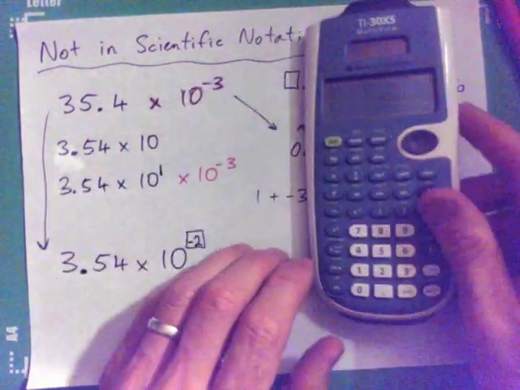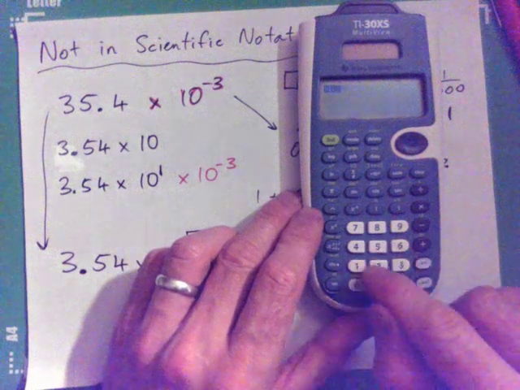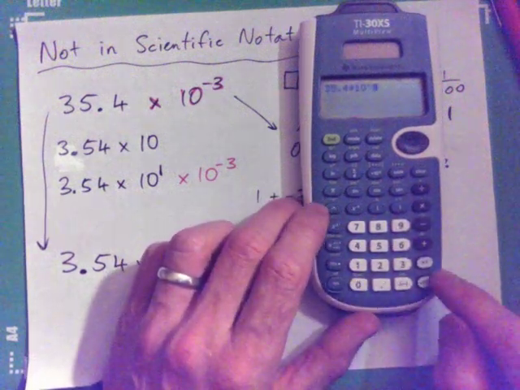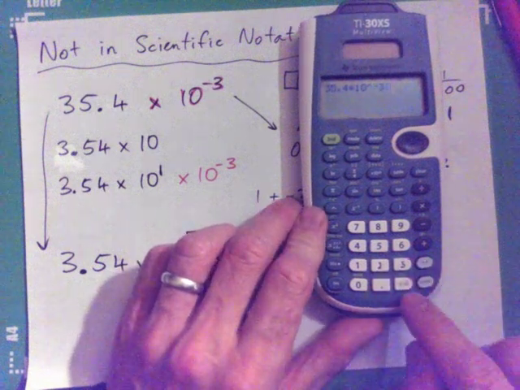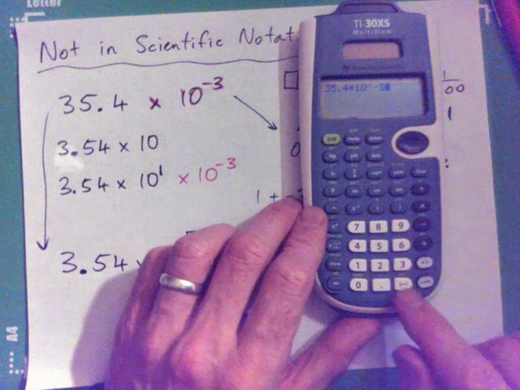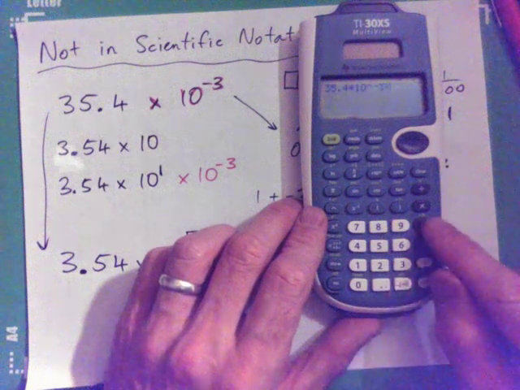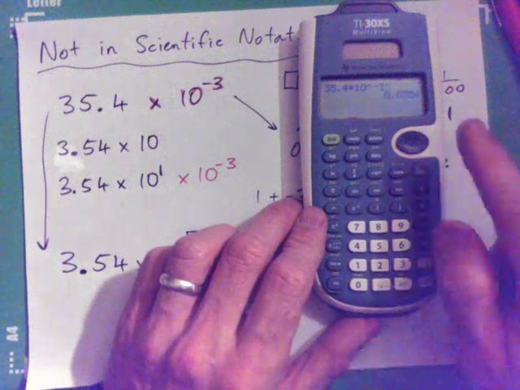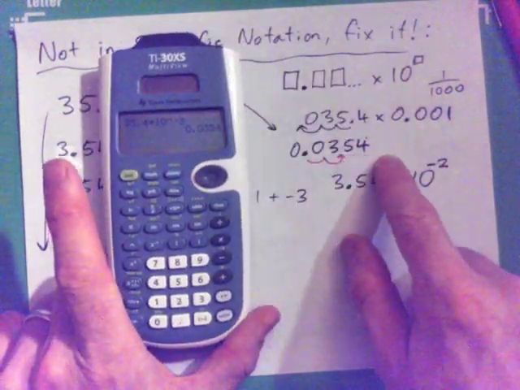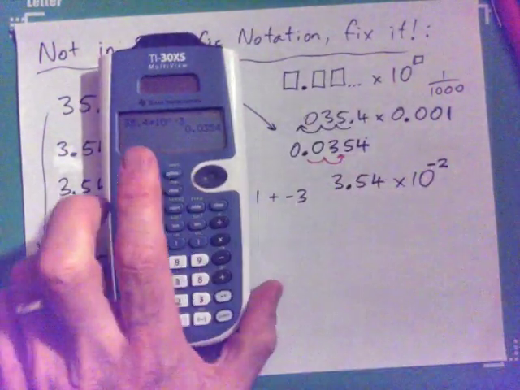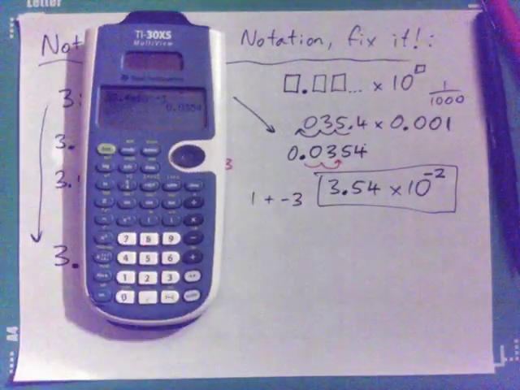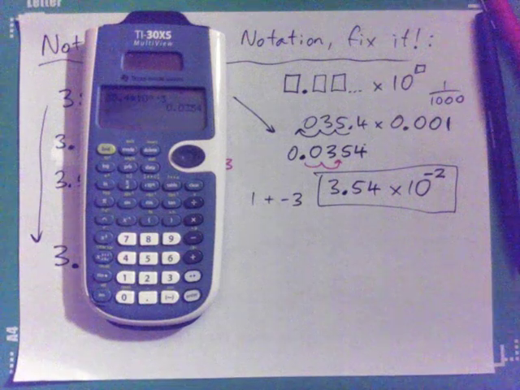Or you could even, if you're confused, go, okay, 35.4 times 10 to the power of negative 3. By the way, this is negative, this is subtract. If you mess them up in your calculator, it won't like it. So this is the negative sign, that's subtract. Anyway, and you get that, and then, okay, that's 0.0354, and then you turn that into scientific notation. So you could get it that way, right? But by all means, feel free to do it both ways if it makes more sense.